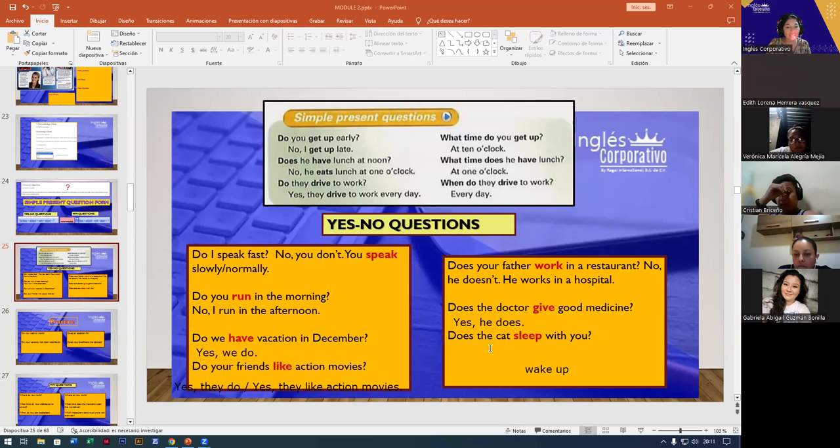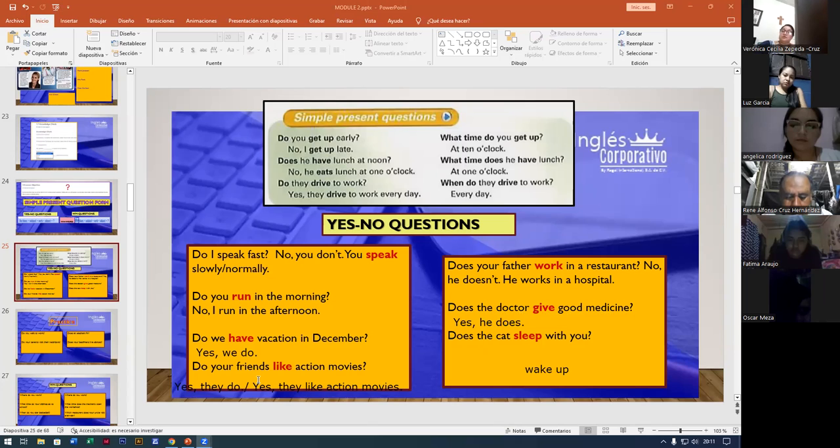Now let's see the next one. Does the cat sleep with you? Yes, it does. That's correct. As you used the subject it, because you're referring to one animal, right? In the case of the animals, you can also use he or she. En el caso de los animales, también se puede utilizar el sujeto he or she, pero si queremos identificar su género, entonces puede utilizarse también he or she. Pero it es de manera general. So it's yes, it does.